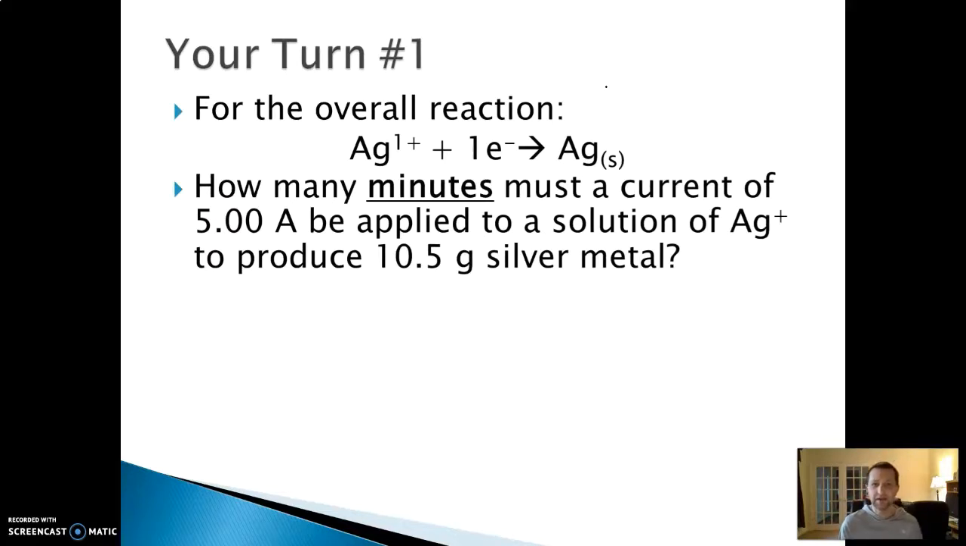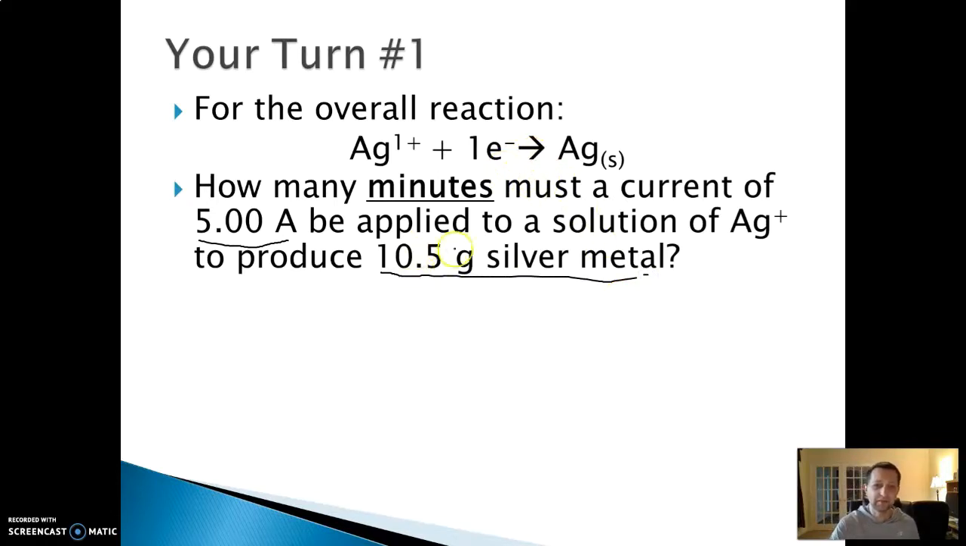So you have an overall reaction of silver going into silver ion going into silver solid. I want to know how many minutes must a current of 5 amps, so my current, be applied to a solution of silver plus. So we have some silver plus solution. And I want to make 10.5 grams of silver metal. So my equation is done for me. I have that written already.